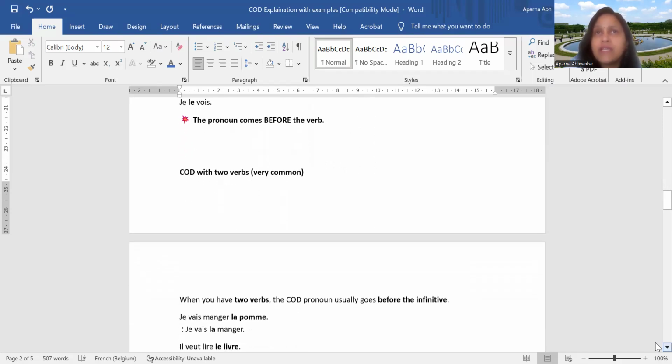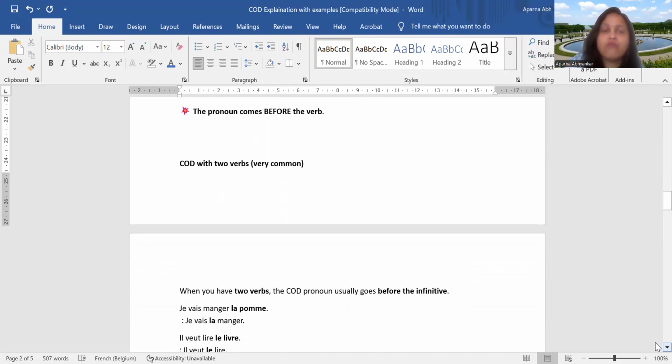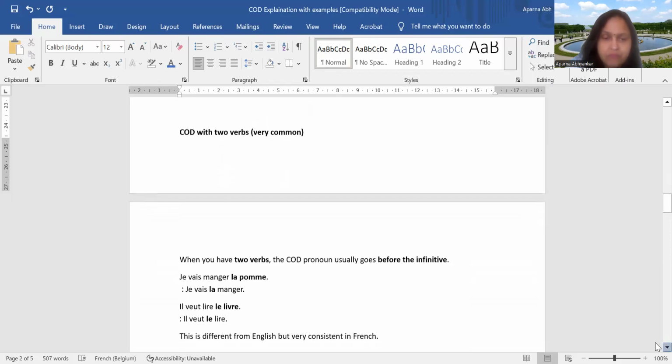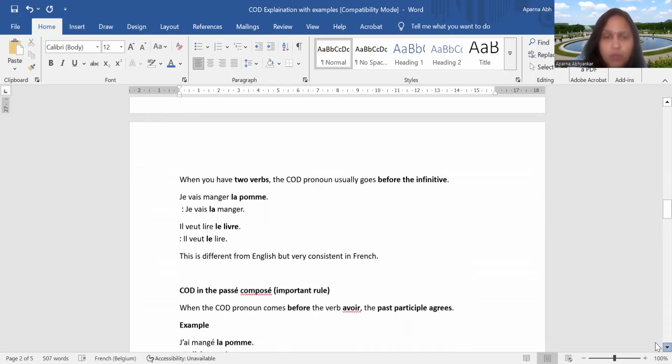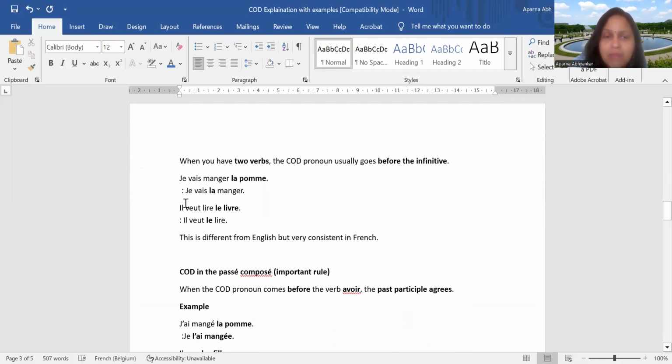Now there are different cases. These were simple sentences, but there could be different examples with different cases. What if there are two verbs? What happens to the COD pronoun when there are two verbs? Let's see. Now see the example here.